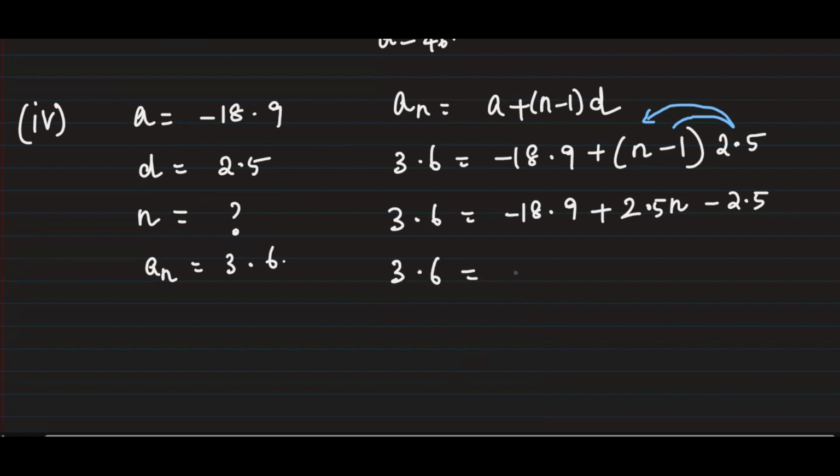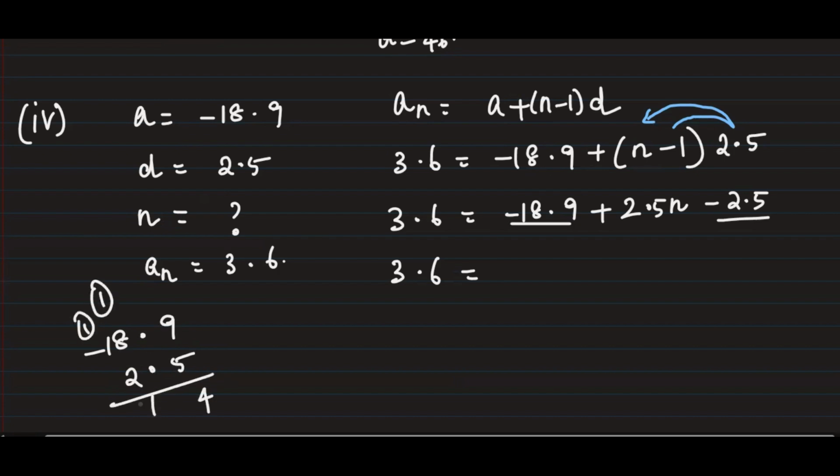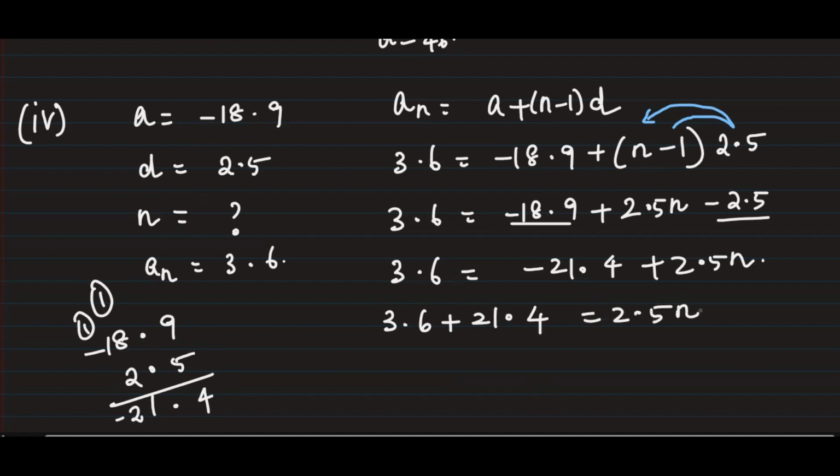So 3.6 is equal to minus 18.9 minus 2.5 plus 2.5N. Combining minus 18.9 and minus 2.5, it will become minus 21.4. So minus 21.4 plus 2.5N. Bringing minus 21.4 to the other side, it will become positive. So 3.6 plus 21.4 is equal to 2.5N.